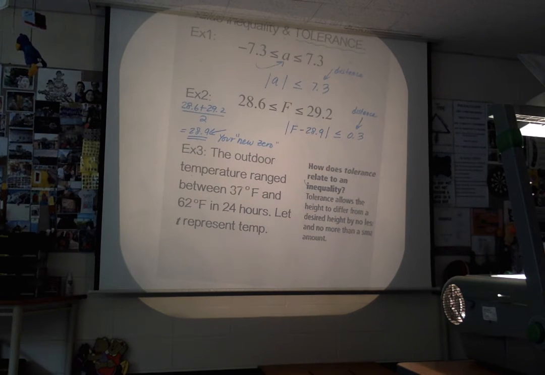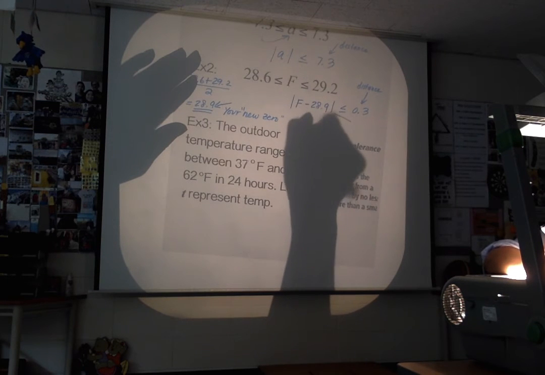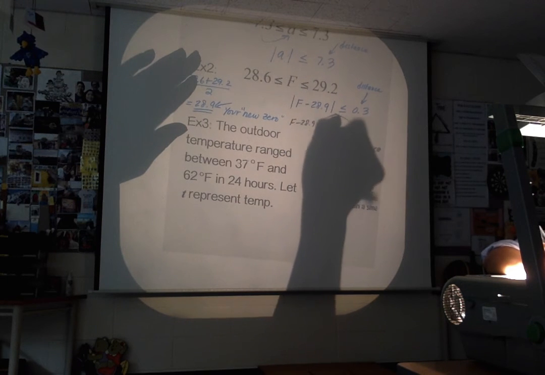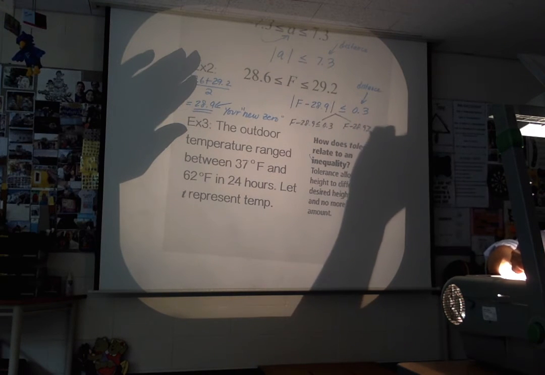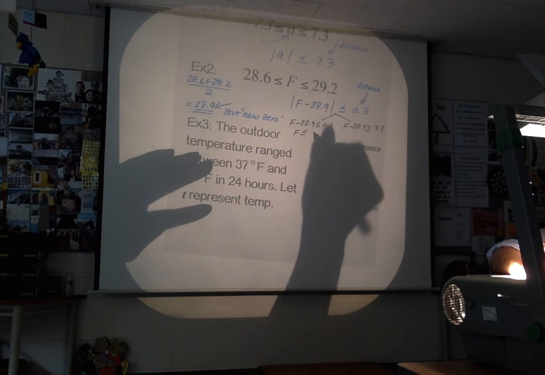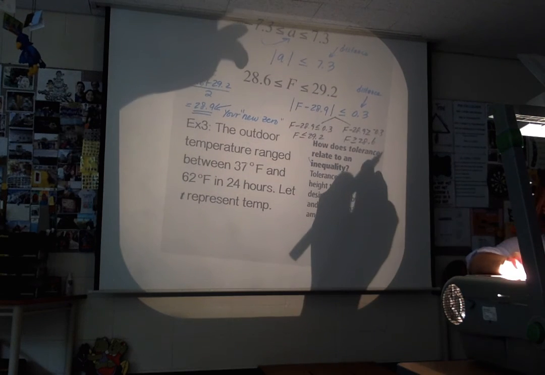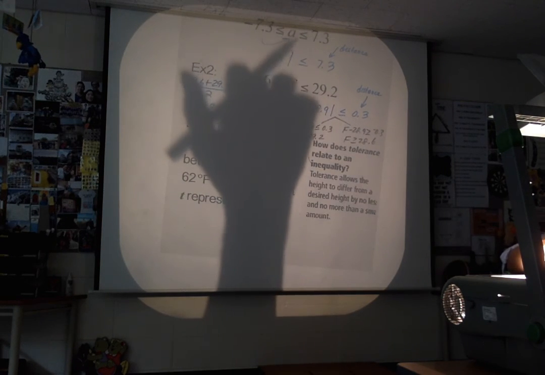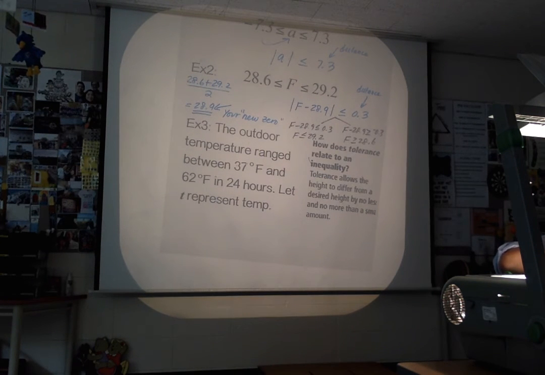And just to prove it to you, I'm actually going to solve this all the way, okay? So we know if we solve it like this, F minus 28.9 is less than or equal to 0.3. F minus 28.9 is greater than or equal to negative 0.3. And when you solve that, you get F is less than or equal to 29.2, F is greater than or equal to 28.6. See? And that satisfies that. That means your F is within 28.6 and 29.2. That's what this is asking. Right? What's the value between?